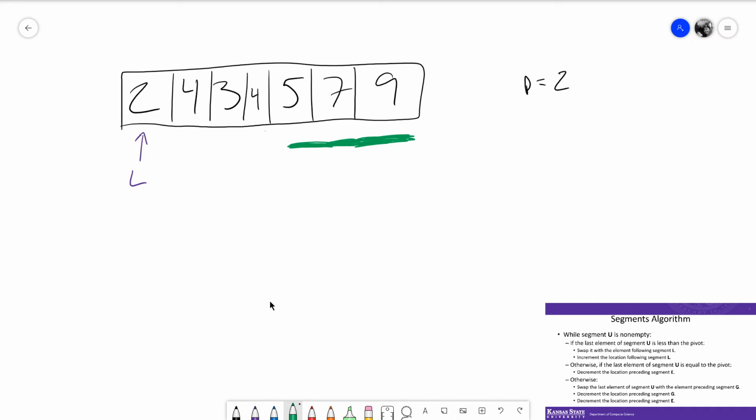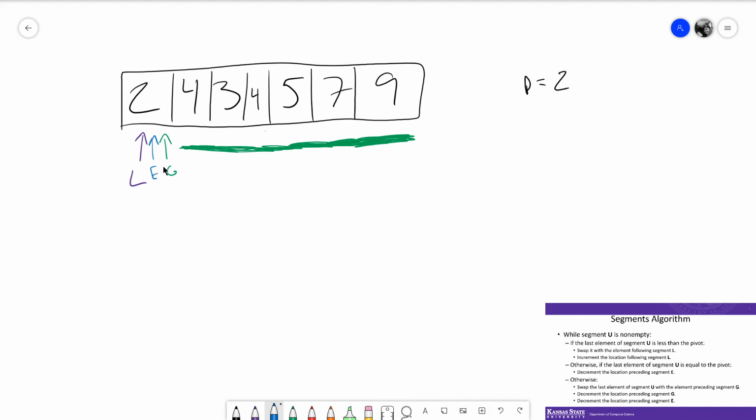So I'm going to fast forward to this point here, where G and E are here.